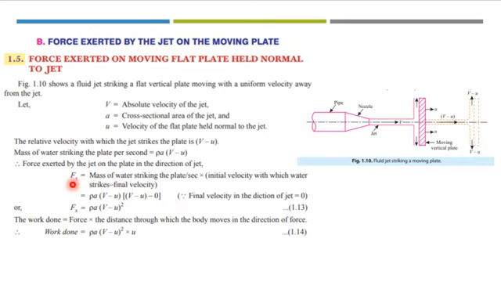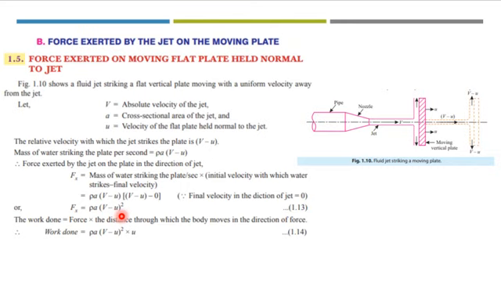As we are calculating the x component of force, the initial velocity in the x direction is v minus u, and the final velocity in the x direction is 0 because the jet will deflect in these directions, and the x component after striking the plate will be 0. So rho a into v minus u is the mass per second, into v minus u is the initial velocity, minus 0 is the final velocity in the x direction. Upon simplification, we get Fx equals rho a into v minus u whole square.